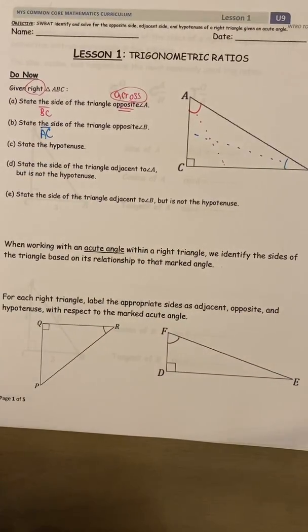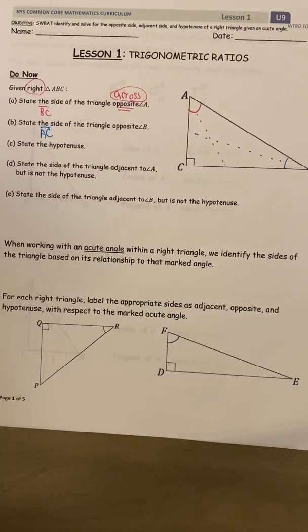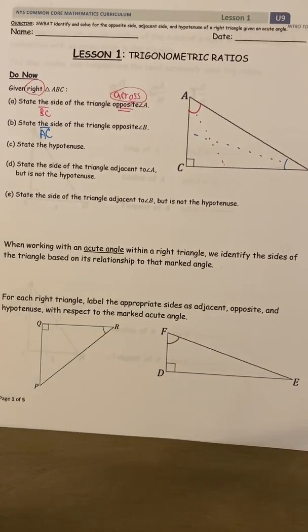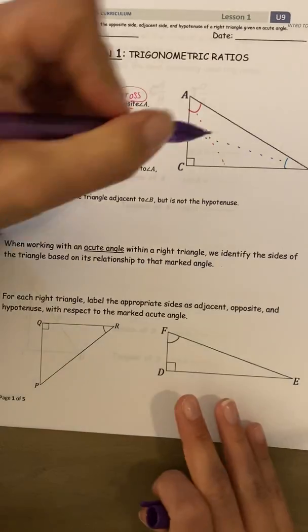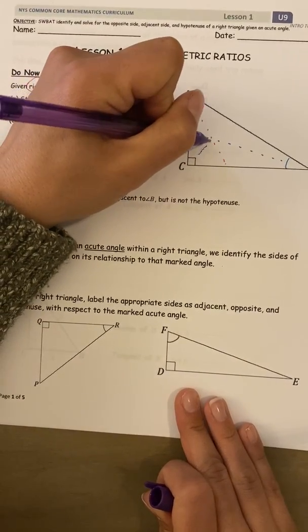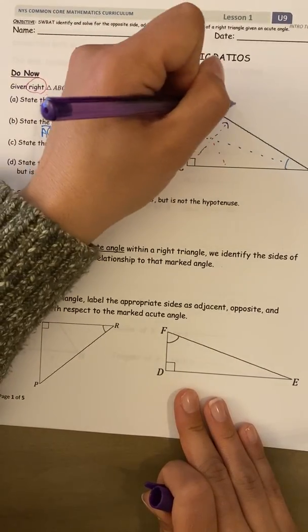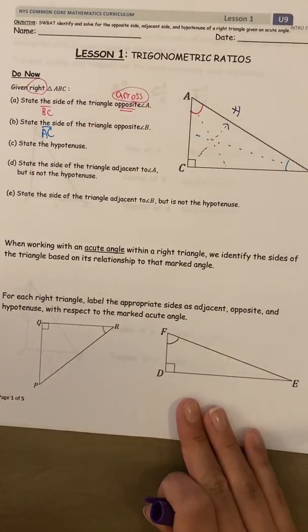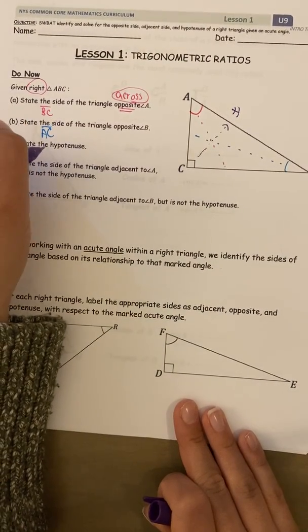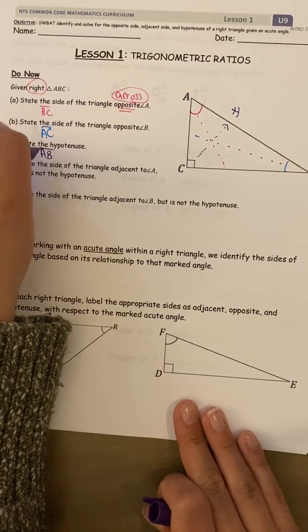We've discussed what a hypotenuse is earlier in the year, but it's the side that is always across from the right angle. So here's my right angle. This is my hypotenuse all the time. So the hypotenuse is side AB.